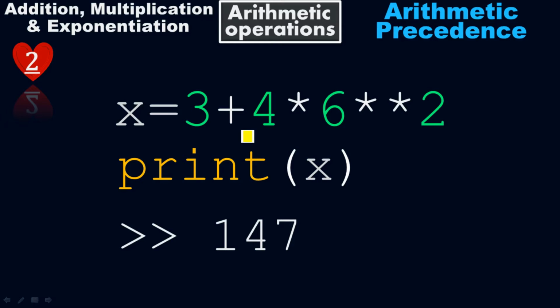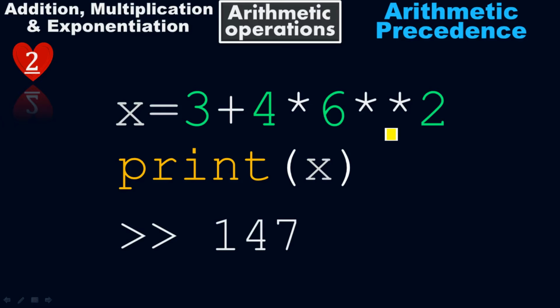Look, I have three arithmetic operators here: addition, multiplication, and exponentiation. Because we are talking only about the addition, multiplication, and exponentiation operators here, so we have three operators. Now, what are the precedences? What are the levels of these arithmetic operators? You have to first play with the exponentiation part.